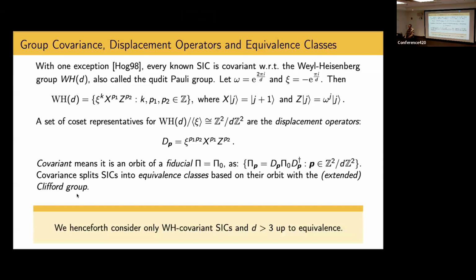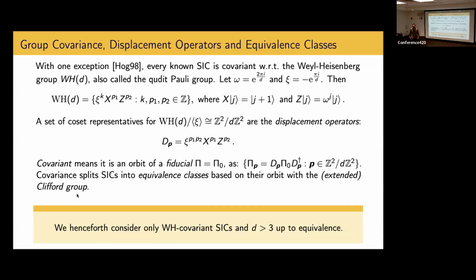Okay, so for the rest of this talk, when I say a SIC, I'm always talking about a Weil-Heisenberg covariant SIC. And furthermore, I'm going to eliminate certain small dimensional pathological examples by saying d is greater than 3. Okay, so d equals 2 and 3 are special, and I'll ignore them.